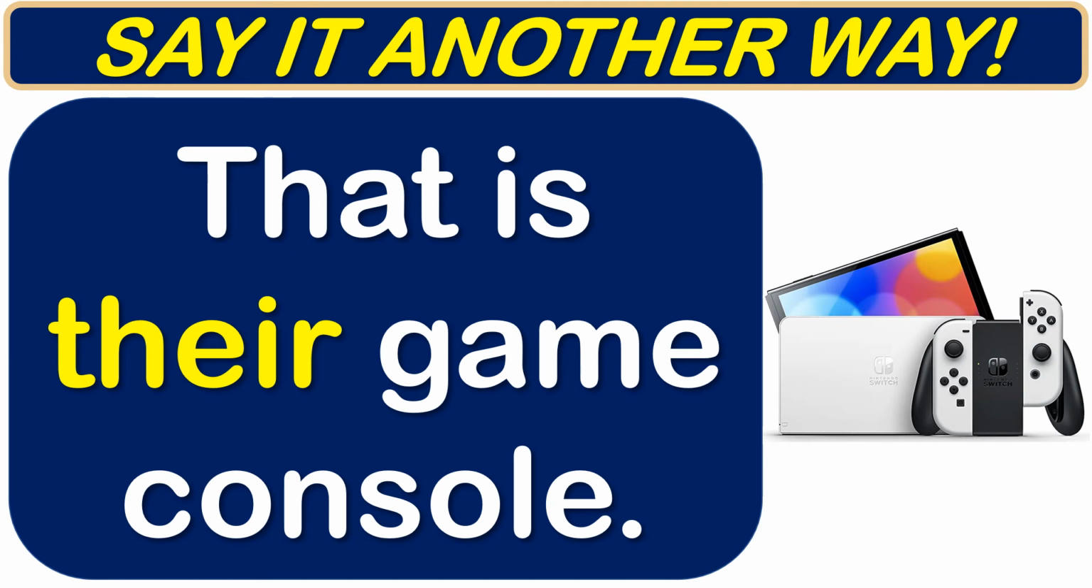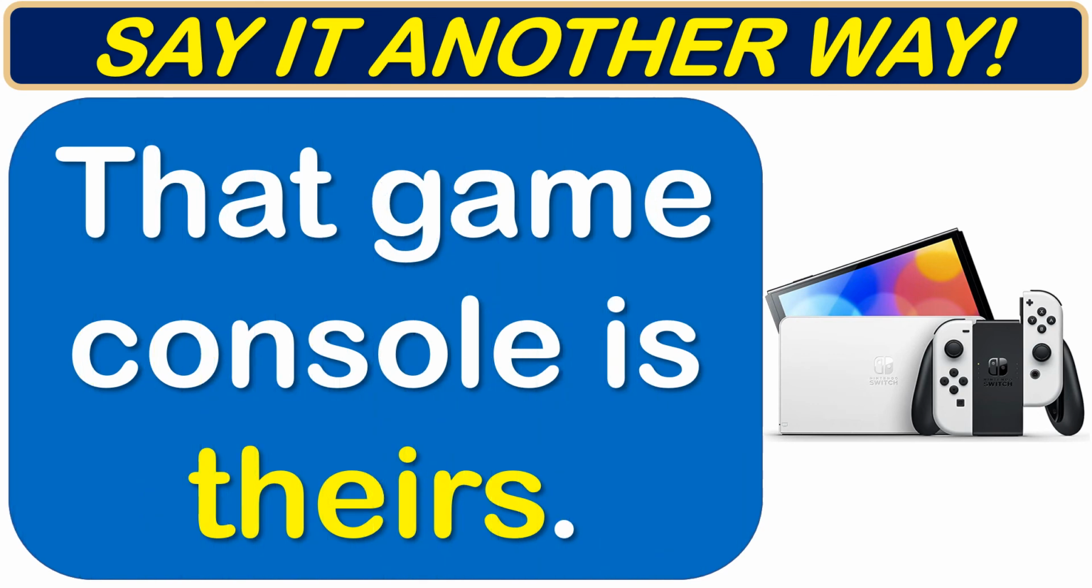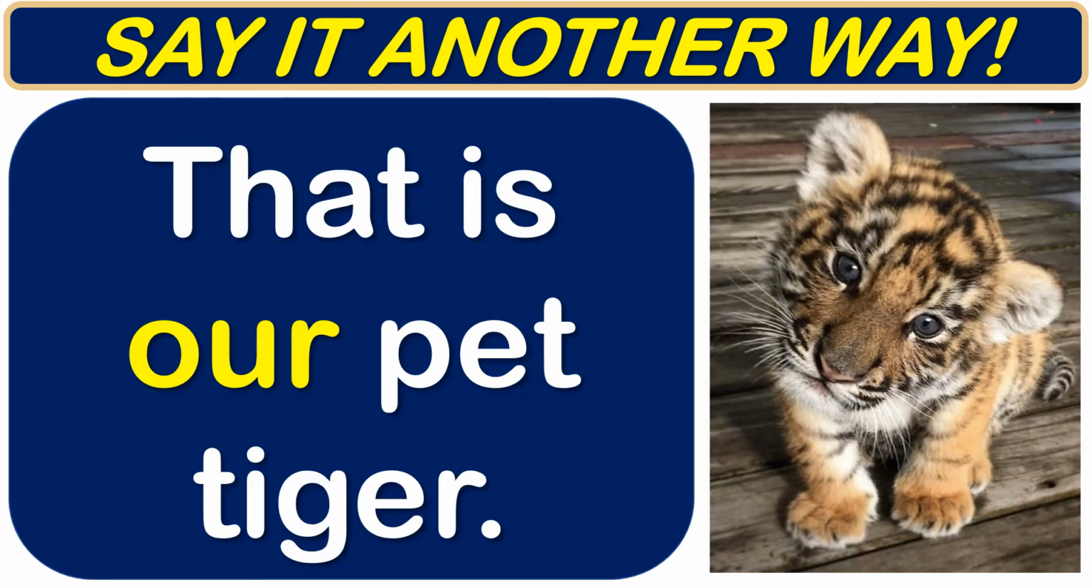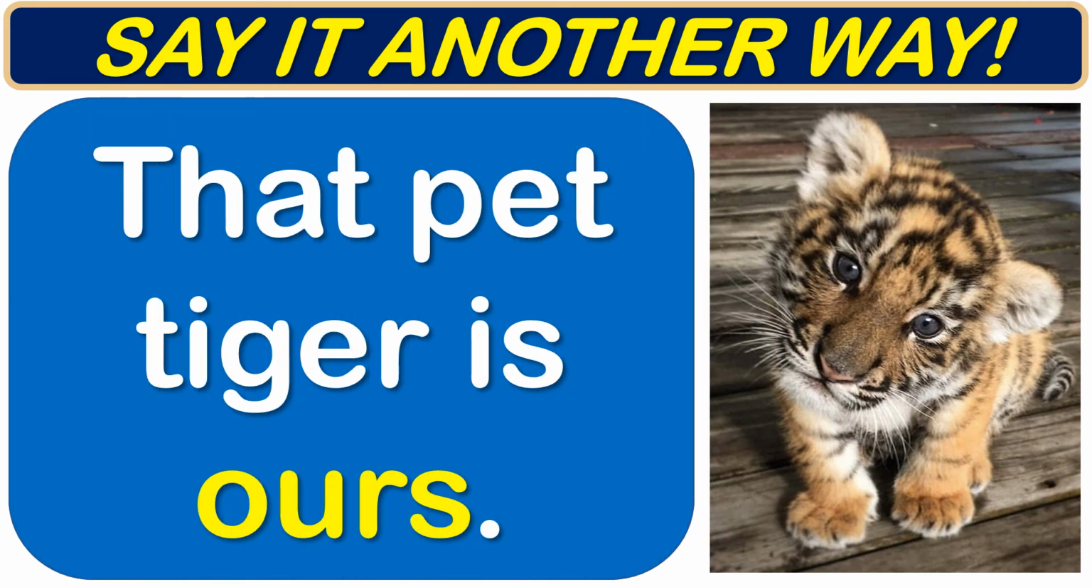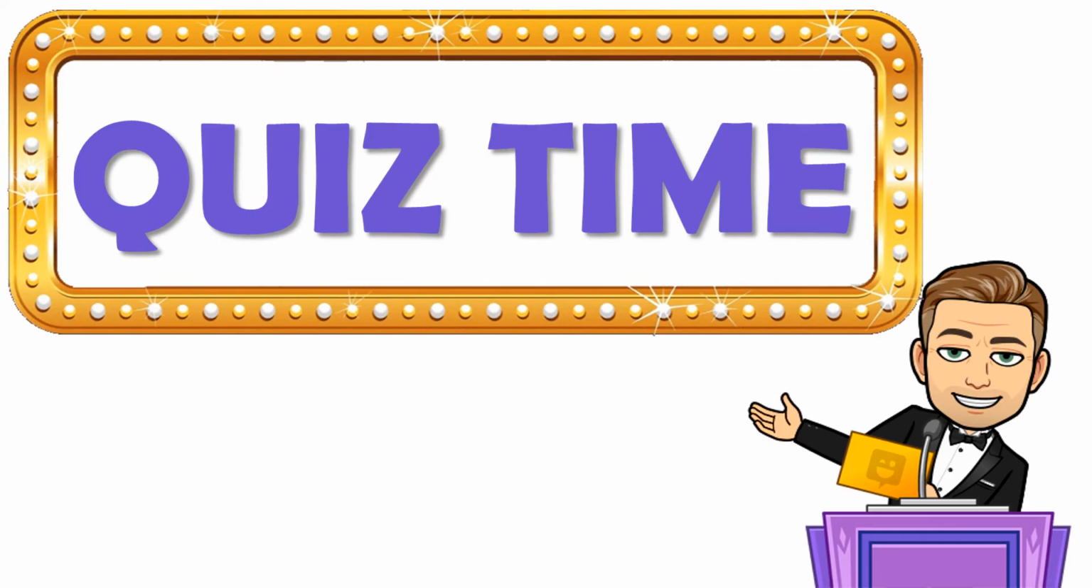Try this one. That is their game console. Can you say it another way? That game console is theirs. Okay, say it another way. That is our pet tiger. Can you say it another way? That pet tiger is ours. Aw, so adorable. Good job.